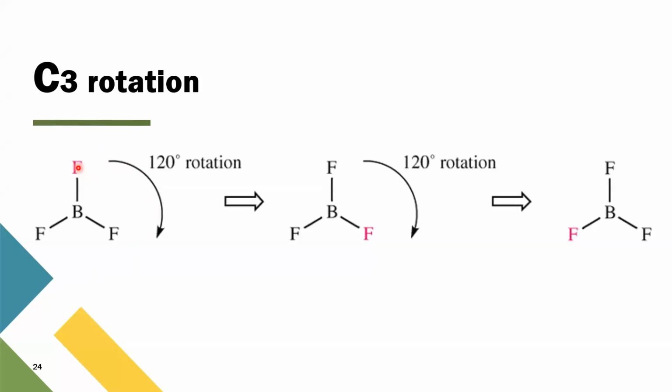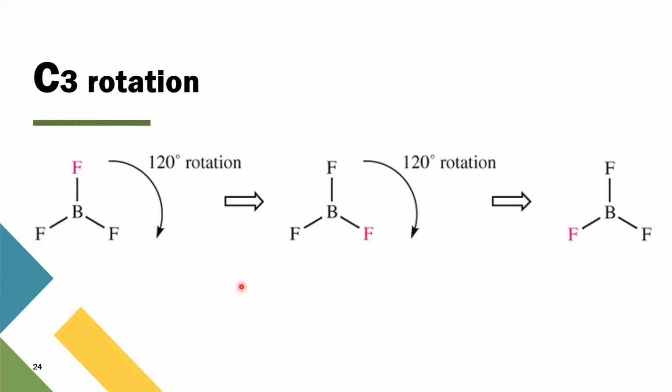The F atom, which is in a different color, will change position. And you do another 120 operation. Again, it changes the position. To bring it to the original, you have to do another 120 operation. So by rotating this BF3 molecule in 120 degree steps, you get equivalent configurations. And the third one will give you the identical operation.